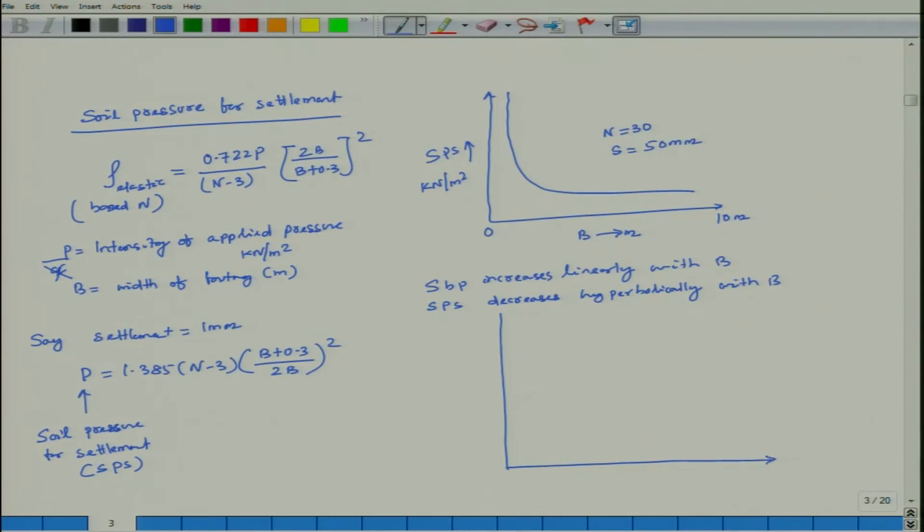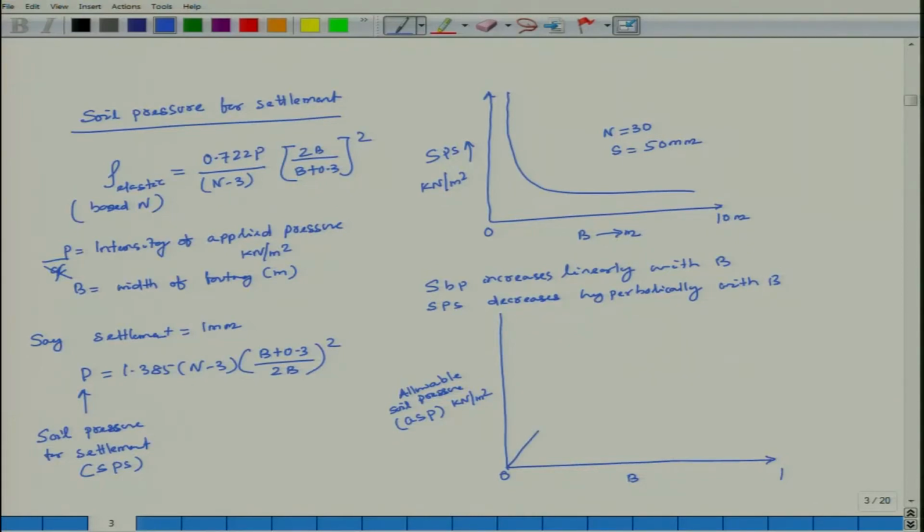Allowable soil pressure. Out of these two, whichever is minimum, that is your allowable soil pressure. Allowable soil pressure, that is your ASP term, kilonewton per meter square, and this is your B varying from 0 to 1.